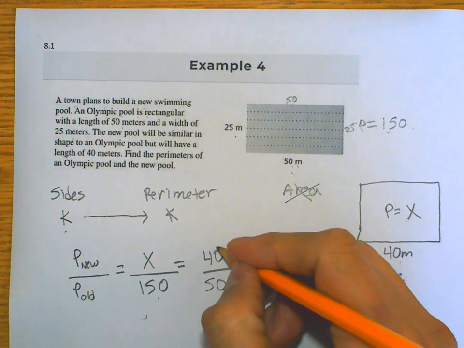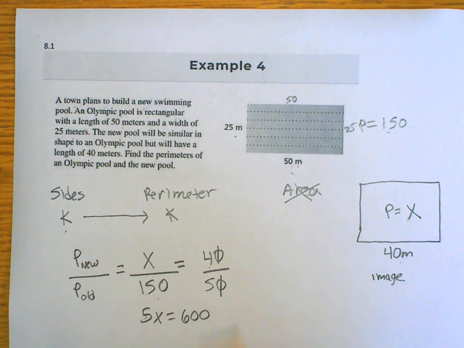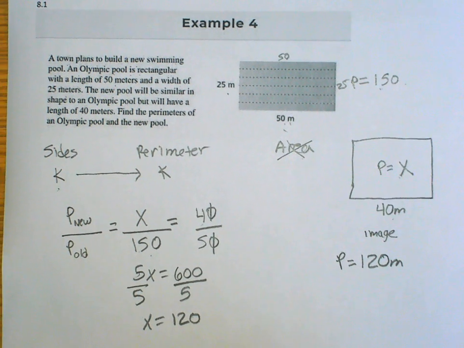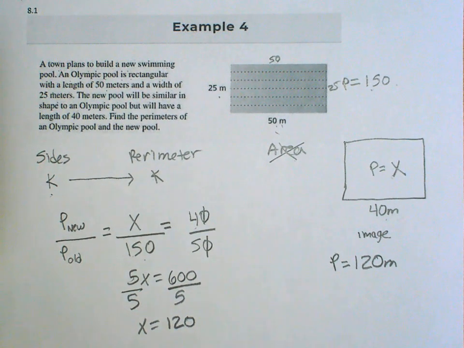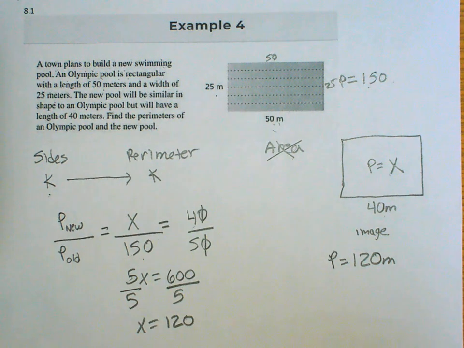Now, to make it easy, I could just divide by 10. Okay, I get 5x equal to 4 times 150, which is going to be 600. Divided by 5, and x is going to be 120. That means that the perimeter of the new pool is going to be 120 meters. So 120 meters. And that, ladies and gentlemen, is example number 4. Let's look at example number 5 now.